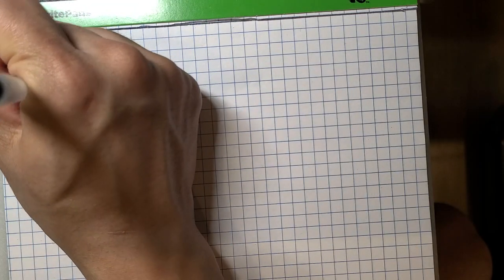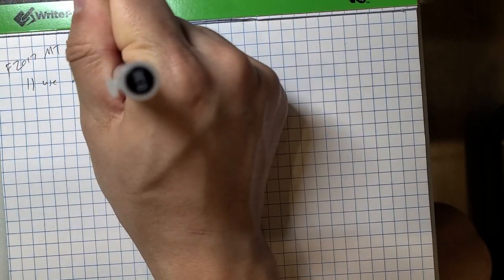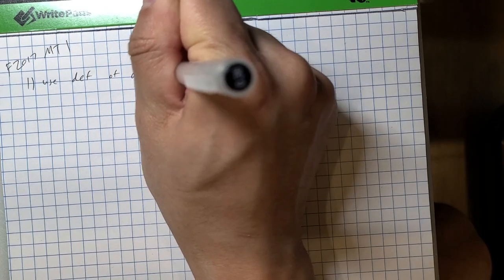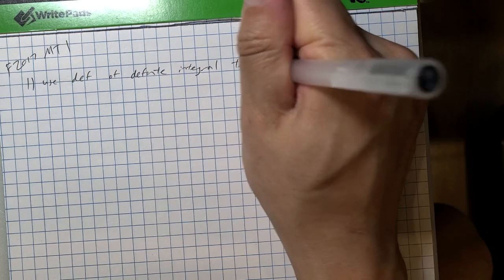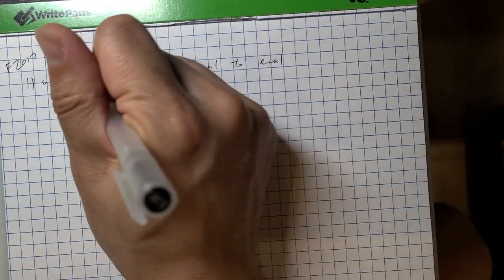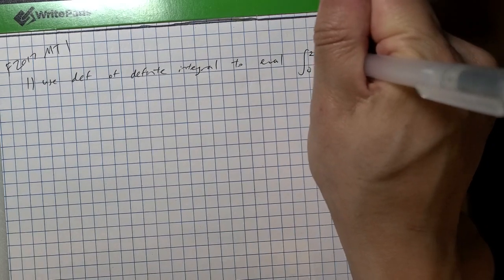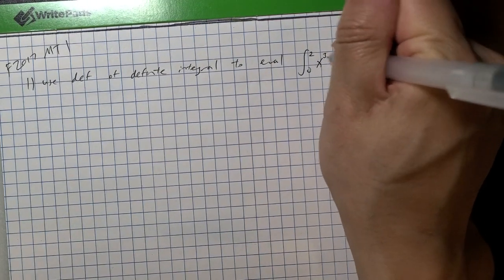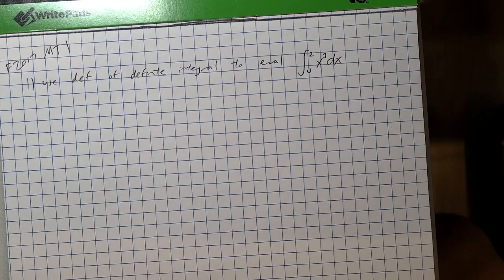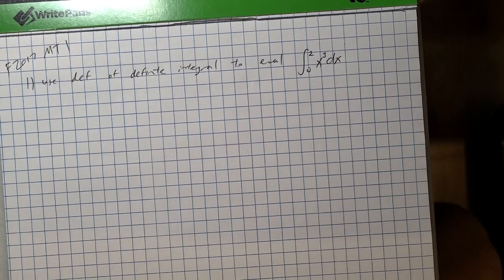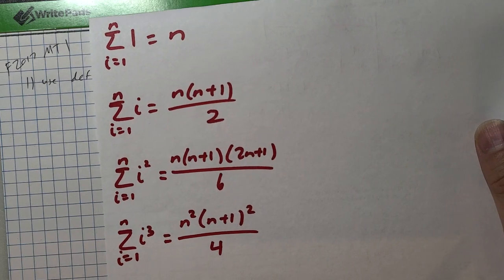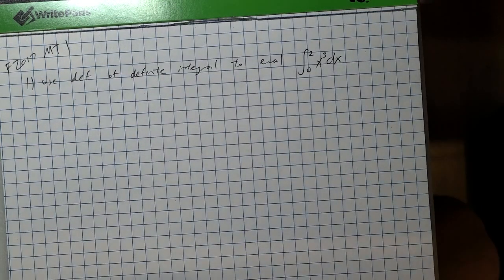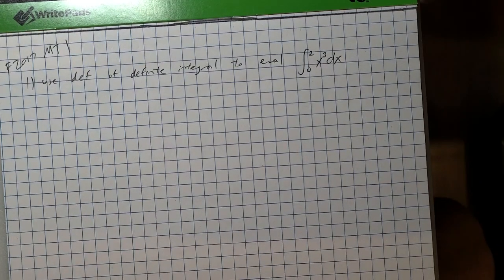Number 1, it says use the definition of the definite integral to evaluate the integral from 0 to 2 of x cubed dx. And then the professor in this exam just gives us these formulas to help us out. So we're going to use those in a bit.